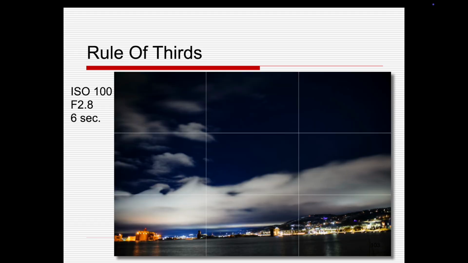Here's another example of the rule of thirds. The rule of thirds is going to be probably the first compositional rule that we'll start using a lot in our images. This shot I made from the inside looking out of a window. The horizon is very low, and this was shot at ISO 100, f/2.8 for 6 seconds. Of course, this would be on a tripod.